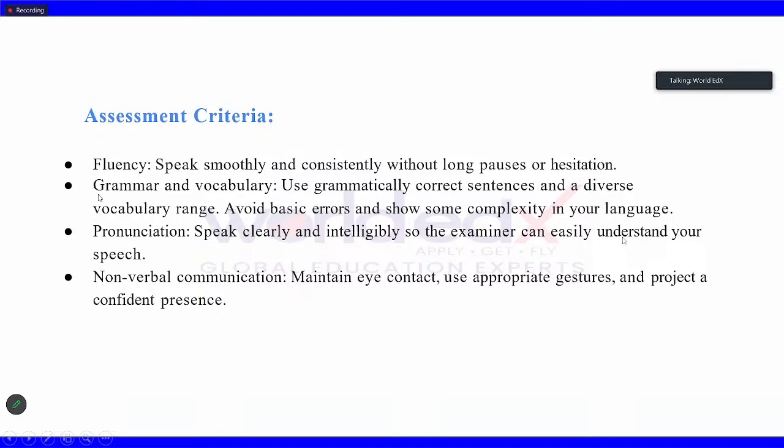You should work on your grammar and vocabulary. Use grammatically correct sentences and a diverse vocabulary range. Avoid basic errors and show some complexity in your language. Pronunciation: speak clearly and intelligibly so the examiner can easily understand your speech. Maintain eye contact, use appropriate gestures, and project a confident presence.